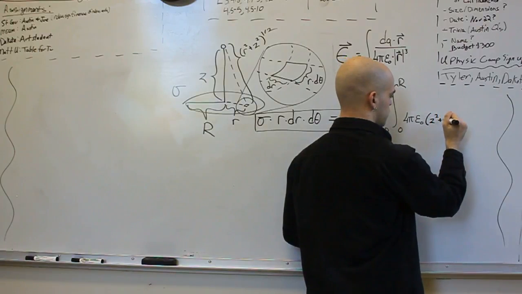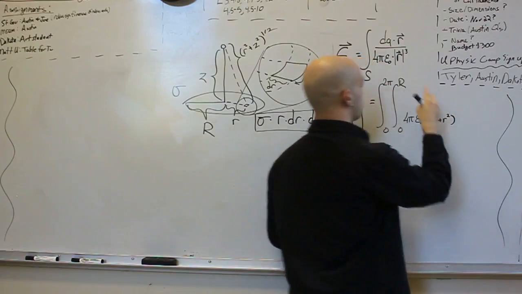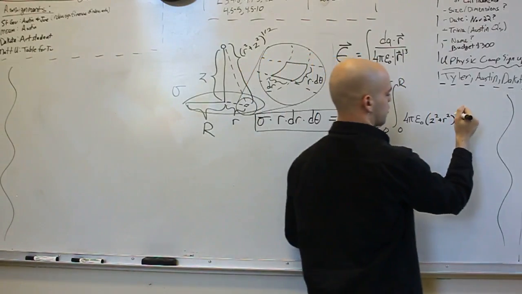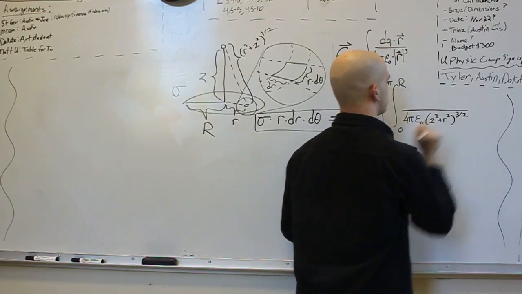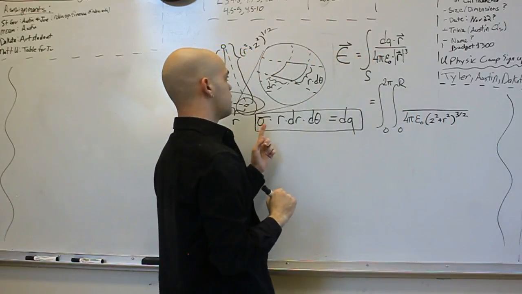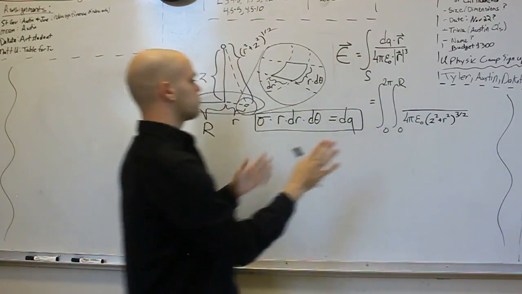Z squared plus r squared, yeah, whatever. But remember, it's to the 3rd power, so it's not just the 1/2, it's to the 3 halves. And then on top, we got this thing, but we've also got one more thing. Well, actually, I'll explain that right now.